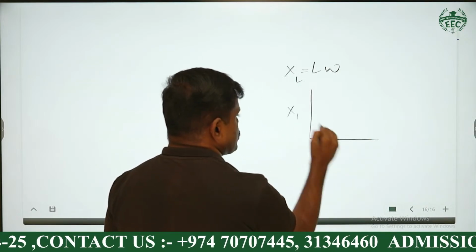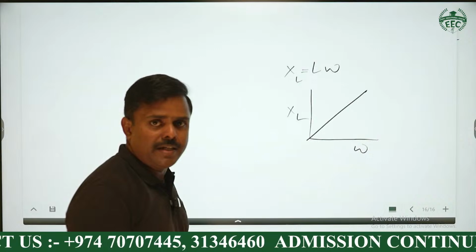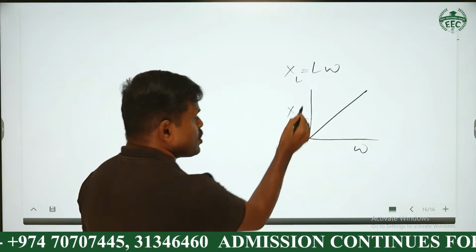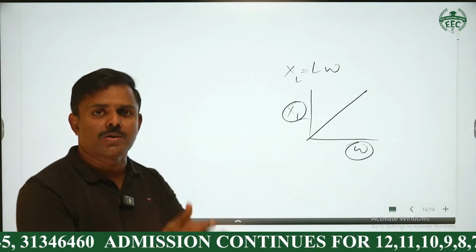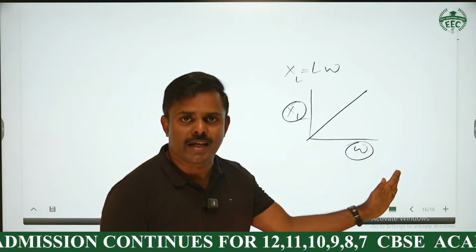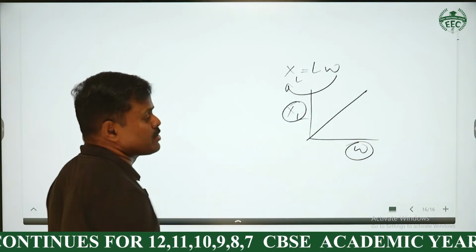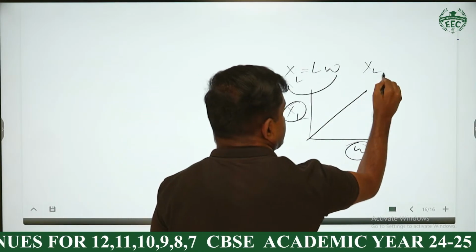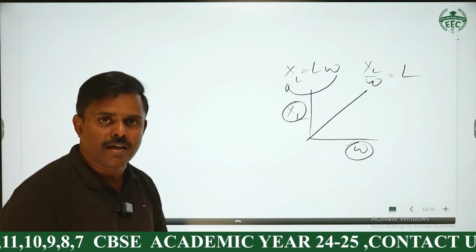So they might ask you to draw XL against omega. And the graph will be a direct proportionality, right? And what is the slope of the graph? Slope of the graph is XL by omega. Y-axis by x-axis, I've told you 100,000 times. Tell me, what is the slope of the graph? Y-axis divided by x-axis. So XL divided by omega will be what? L. So the slope of this graph represents what?